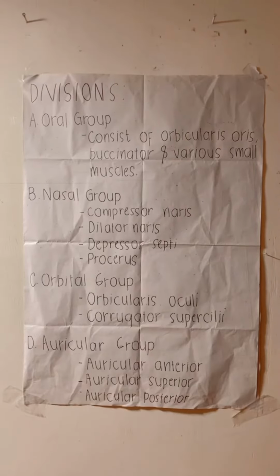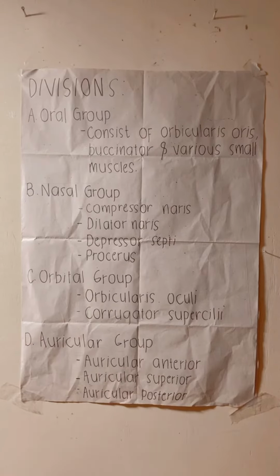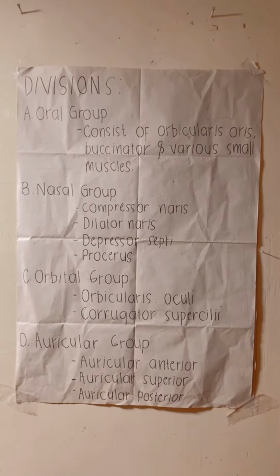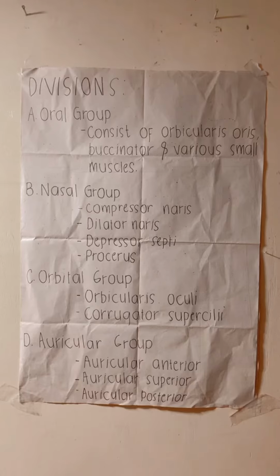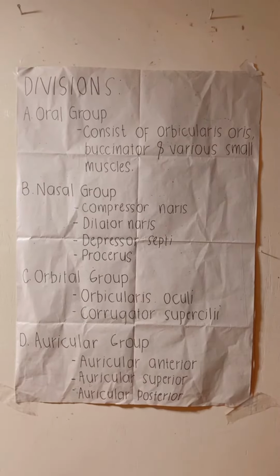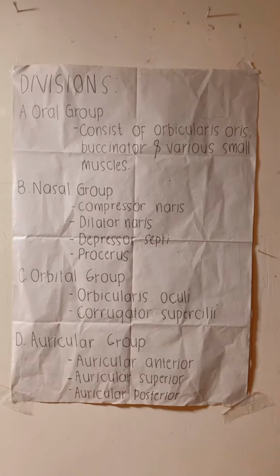So there are 6 divisions of the muscles of facial expression. First one is the oral group, which consists of orbicularis oris, buccinator, and various smaller muscles. The oral group is responsible for the movement of lips and mouth.